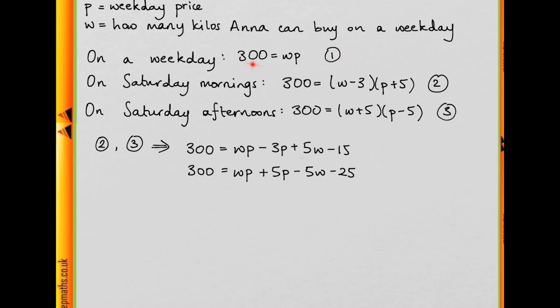And because by 1 we know that 300 is equal to WP, we can use that to cancel out the 300 with the WP's in these equations. So what we end up with are two equations looking like this, and actually we can cancel out the 5 from this second equation, which leaves us with this here.